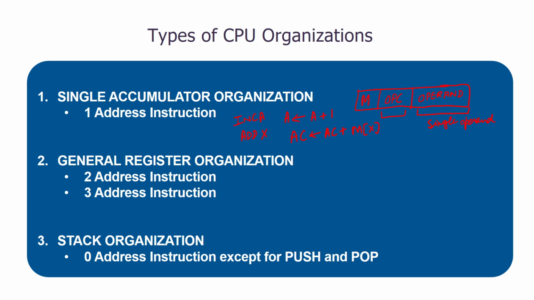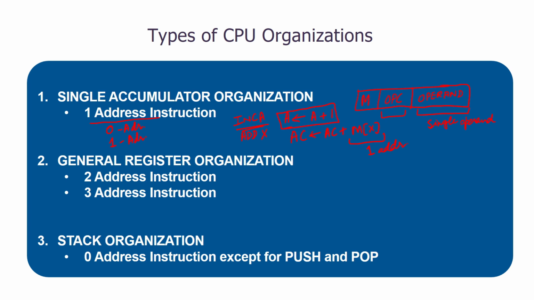Because one address is being used here, this part is the one address of memory, and in this one we don't have any memory location being used. This is the accumulator. So in single accumulator organization, either we have 0 addresses or we have one address.